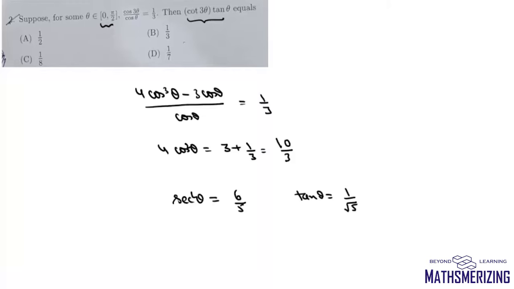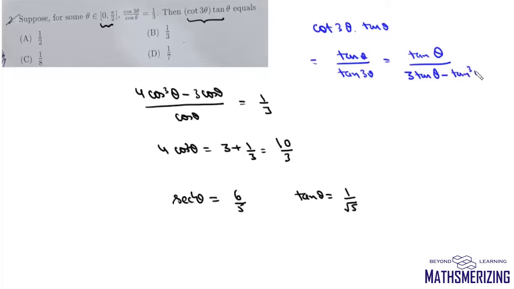Now here we need to find the value of cot 3 theta into tan theta, or we can write this as tan theta upon tan 3 theta. Now we can write tan 3 theta as 3 tan theta minus tan cube theta upon 1 minus 3 tan square theta. Now we'll cancel this tan theta. Here will be this tan square. So it will be 1 minus 3 tan square theta upon 3 minus tan square theta.